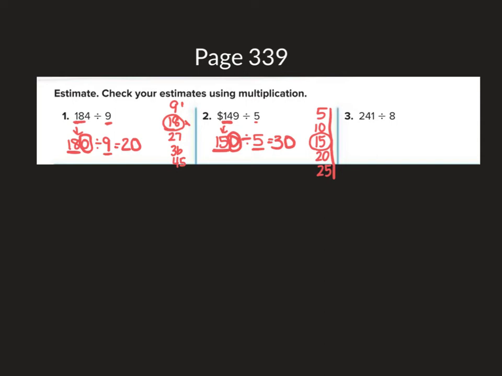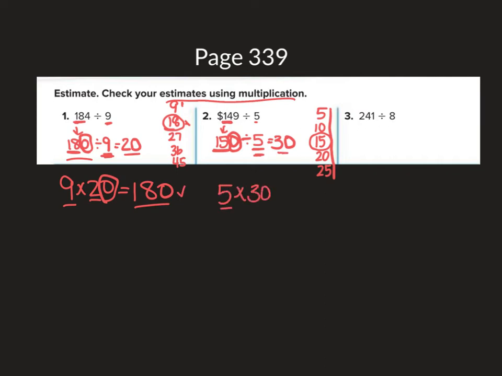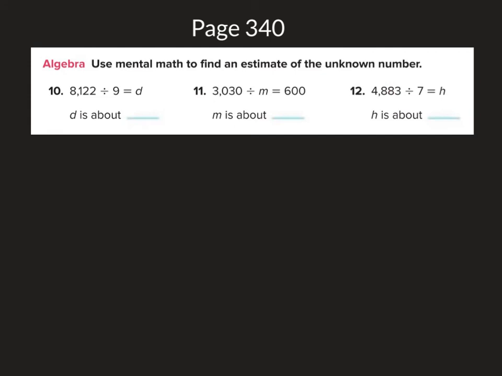And I did notice I forgot to check my estimates using multiplication. So let's do that quick. I'm going to take 9 times 20. 9 times 2 is 18. We got a 0. 180. 180 checks out. And 5 times 30. 5 times 3 is 15. We got a 0. We got to get a 0. 150 checks out. Once we get the routine, we're just good to go.